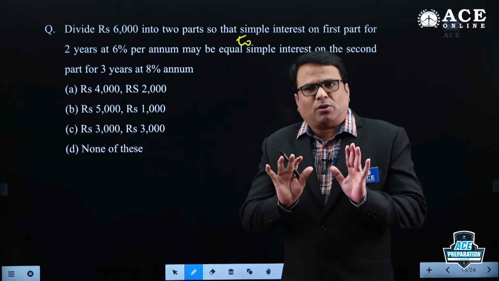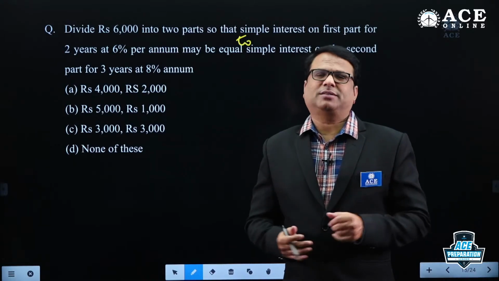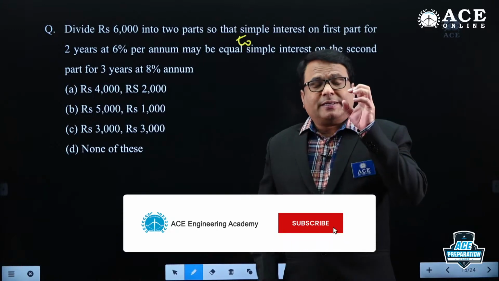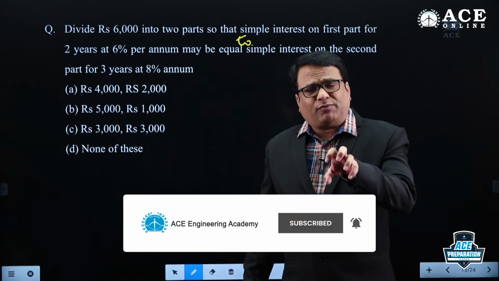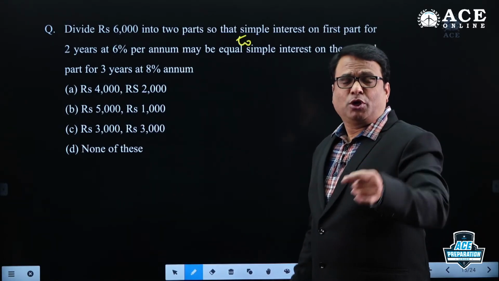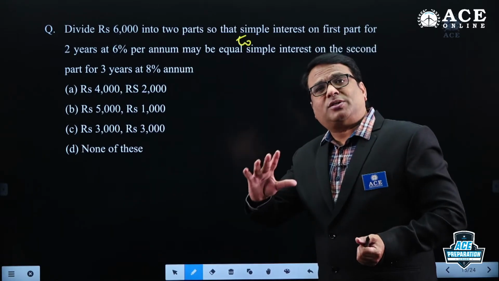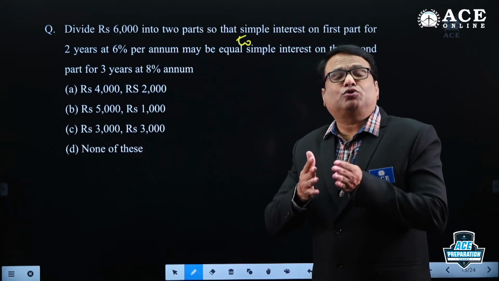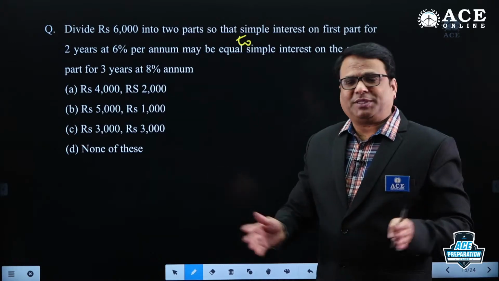In what ratio we have to divide, that we have to decide. So 6,000 rupees should be divided into two parts, and there is a condition given. What is that condition? Interest on first part for 2 years should be equal to interest on second part for 3 years. Then what are those two parts? That is the question.